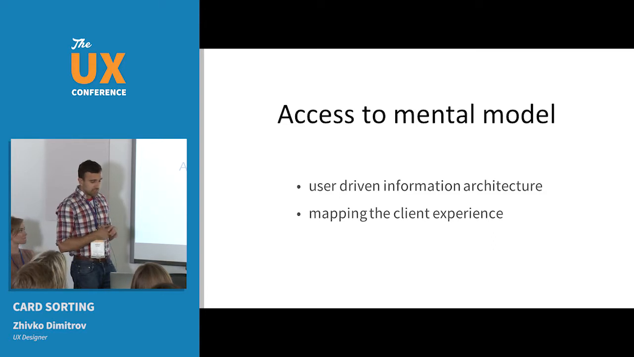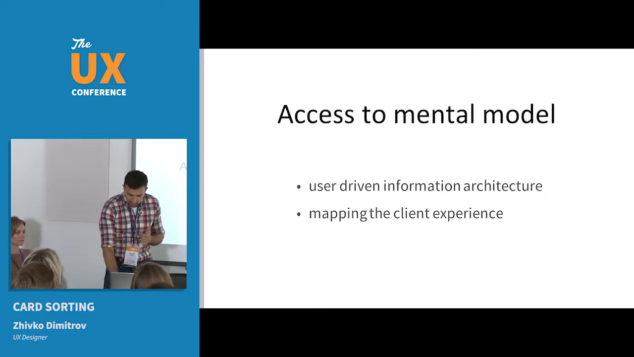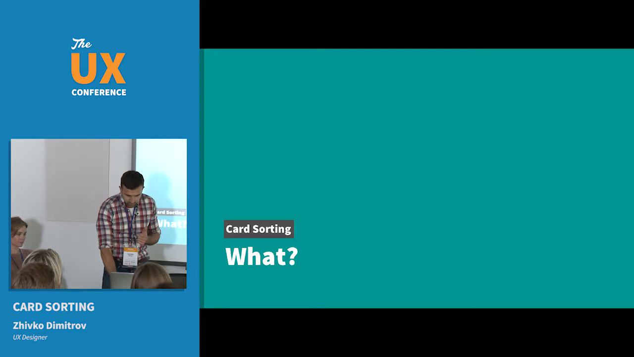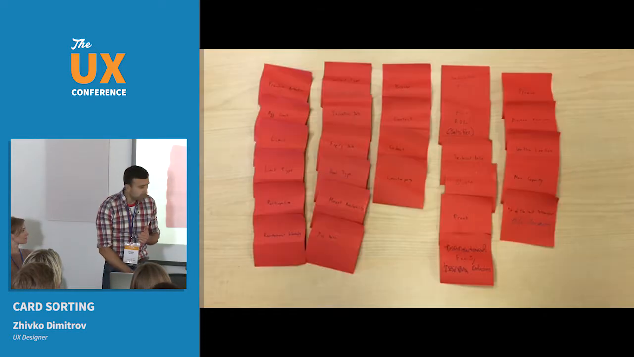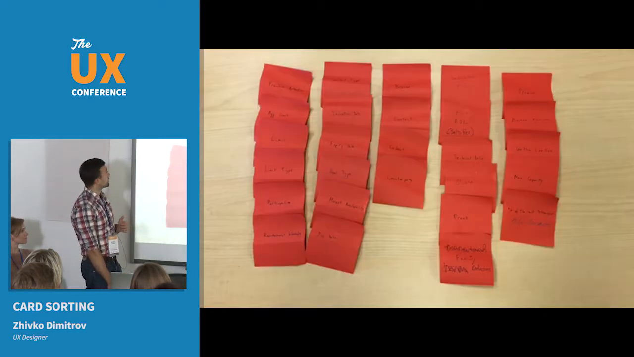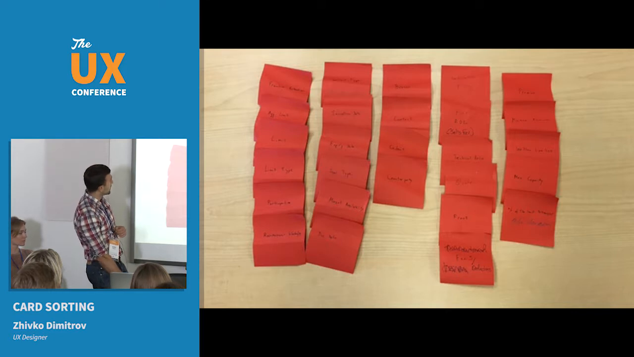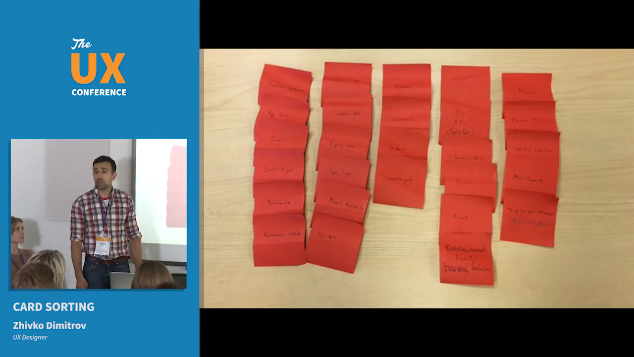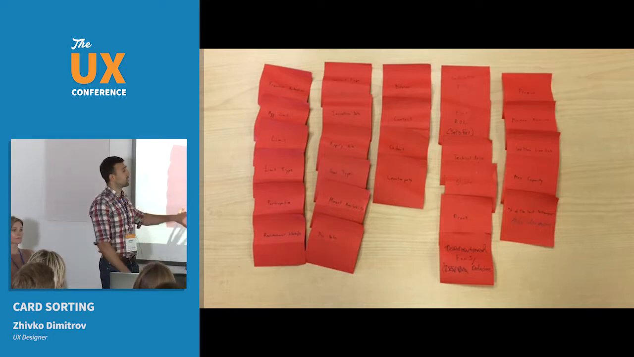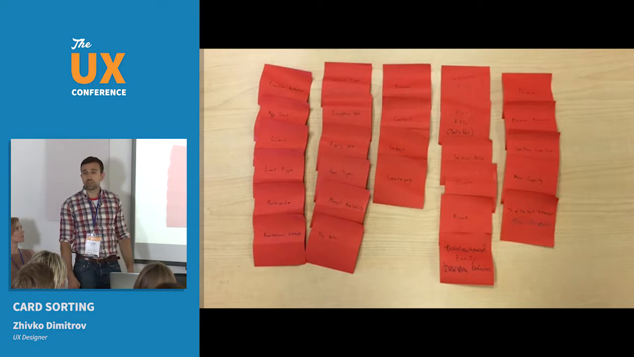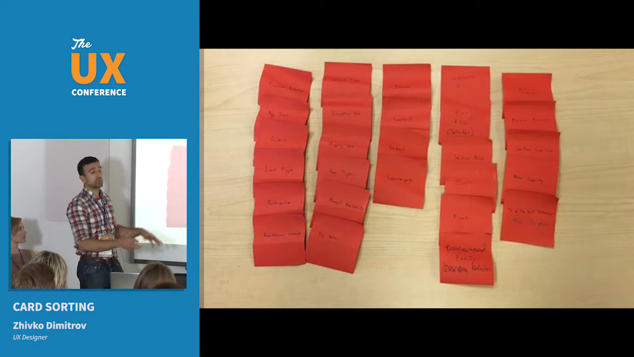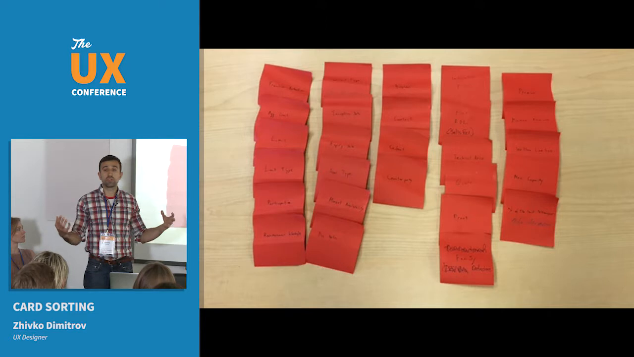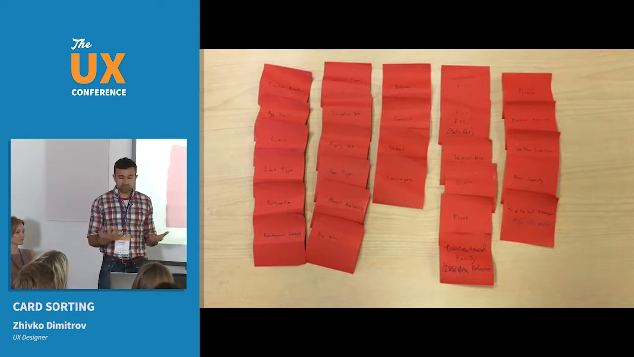So first on the what side, what is card sorting? You've all seen these. Well, it looks terrible on this screen, but it's post-it notes. Each of them has a category or a piece of information on it, and I've asked users to group them. So they would just stack them together. And on the back of these groups, I will form some opinion on how they think of the information. So that's kind of the gist of it.